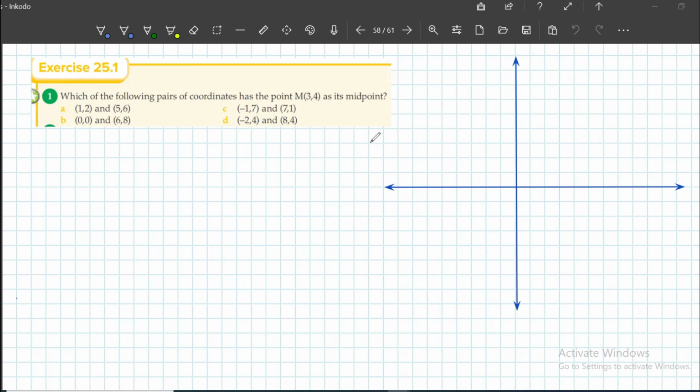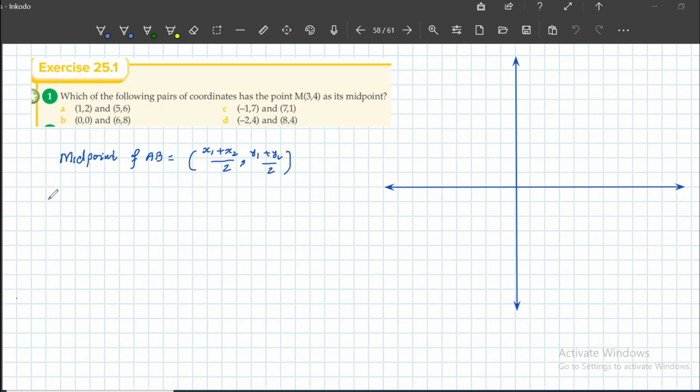One way is to use a formula. Let's suppose A and B are any two points. Then the midpoint of AB is x1 plus x2 over 2, y1 plus y2 over 2. So this formula will help us to find the midpoint.